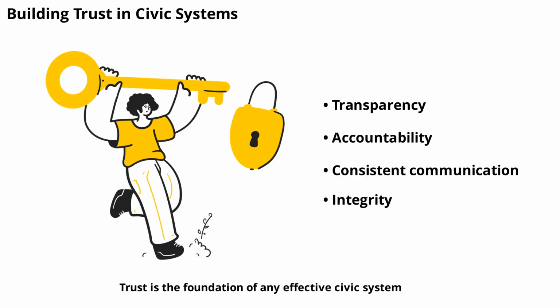Trust is the foundation of any effective civic system. When people trust their leaders and institutions, they are more likely to participate, follow laws, and support public initiatives. Building trust requires transparency, accountability, and consistent communication. Leaders must demonstrate integrity and responsiveness, while citizens should engage constructively and hold officials accountable. By fostering a culture of trust, civic systems can overcome challenges and achieve shared goals.